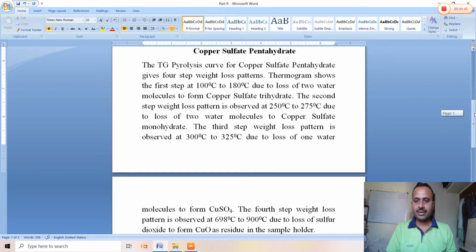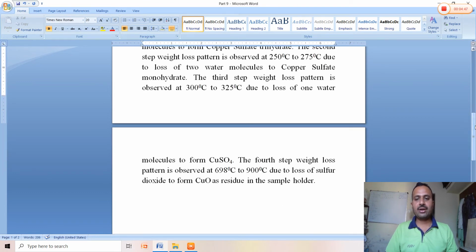Now here the fourth step weight loss pattern is observed at 698 degrees centigrade to 900 degrees centigrade. Now the last step, the fourth step, means what? At a temperature of 698 degrees centigrade to 900 degrees centigrade, there is a loss of sulfur dioxide. So sulfur dioxide, SO2, will be lost from the copper sulfate, and naturally the remainder part is copper oxide. So copper oxide is formed at a temperature of 698 degrees centigrade to 900 degrees centigrade.